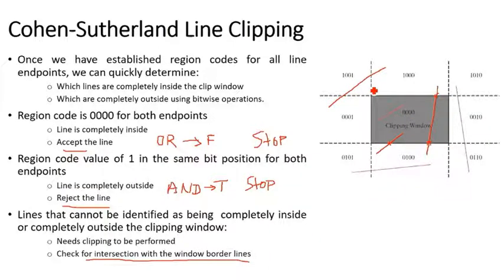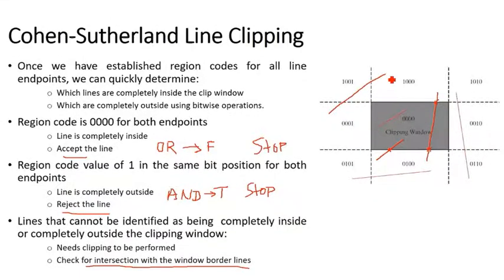Now for this one also we need clipping. We can't straight away reject it because, if you see, the OR operation gives me true and the AND operation gives me false for these endpoints. So I will still have to go and do the clipping. I can calculate this intersection point or this intersection point, depending on what order I am going. For argument's sake, I am considering this intersection point.